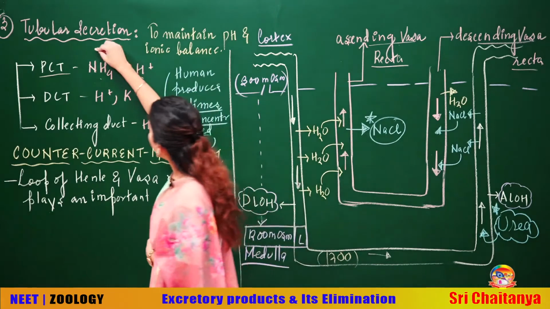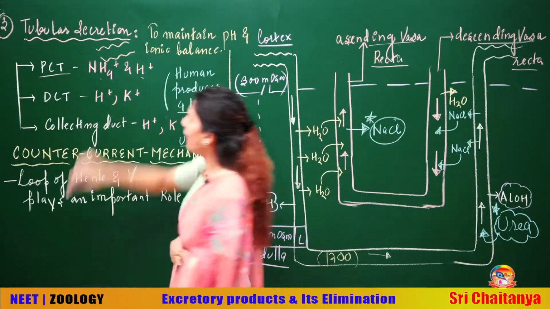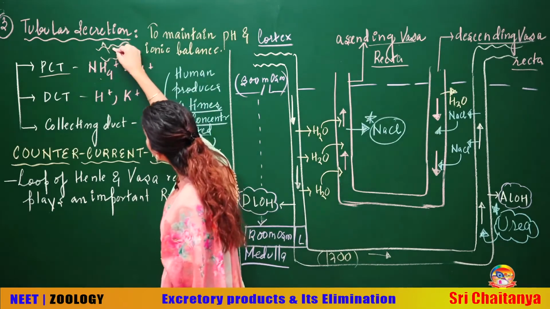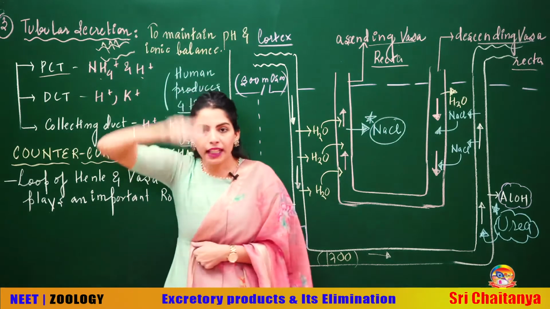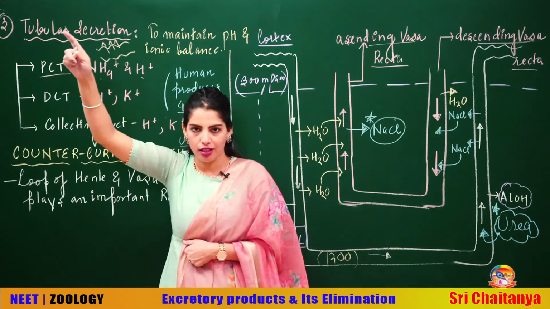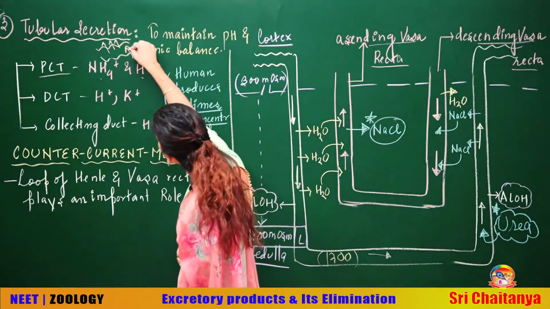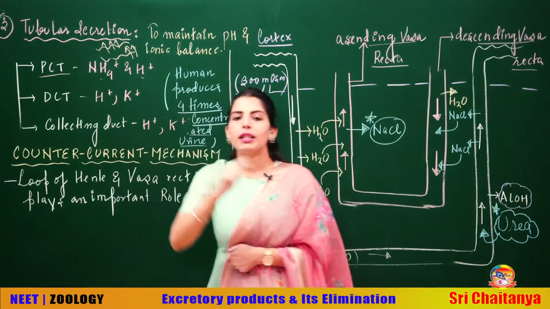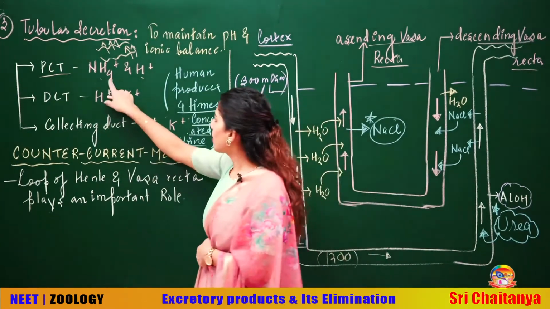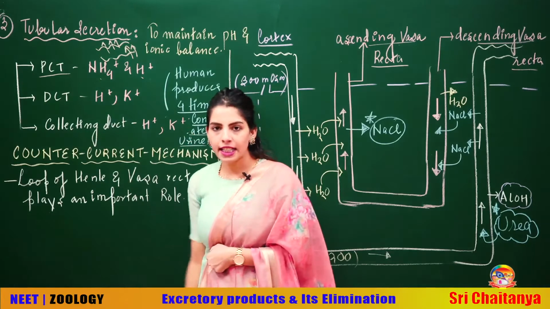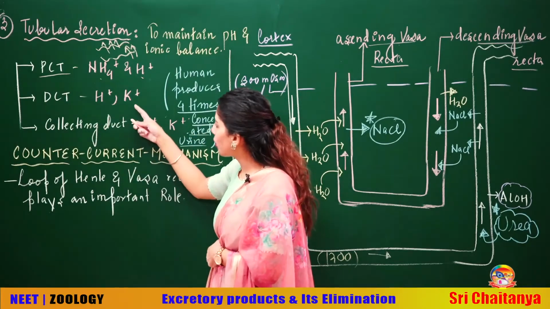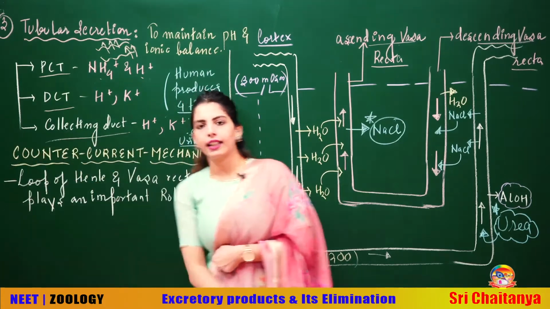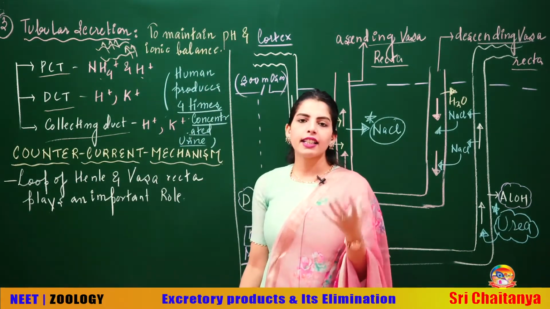Suppose this is the region of DCT, and the filtrate is present inside. Whatever arrow is made from the filtrate is reabsorption. But if you make the arrow towards the filtrate, that will be your secretion. So ammonium ions and hydrogen ions in the region of PCT, but hydrogen ions and potassium ions in the region of DCT as well as collecting duct. Do you get which ions are secreted in which part?